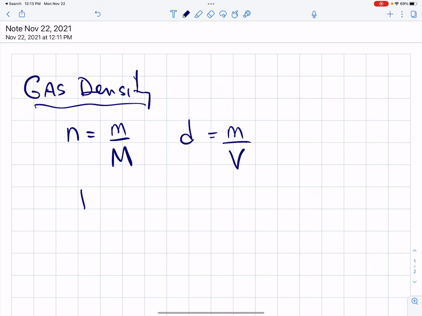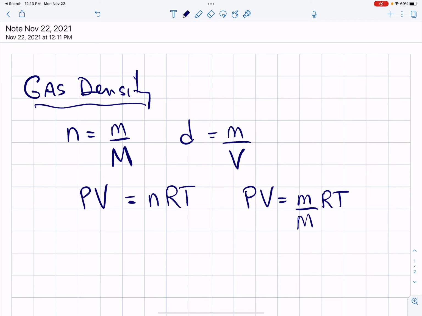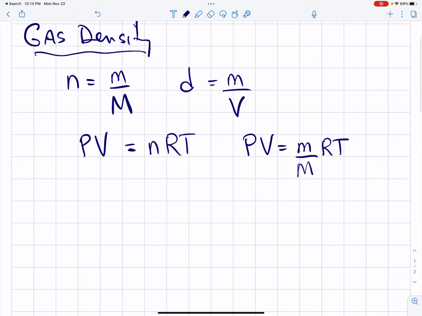In the ideal gas law, we know pressure times volume is nRT, the moles times the gas constant times the temperature. So let's just do some substitution. Since n is equal to mass divided by molar mass, let's substitute that. So the ideal gas law could say PV equals, instead of n, mass over molar mass times RT. Now if we rearrange this, we can multiply both sides by big M, the molar mass.